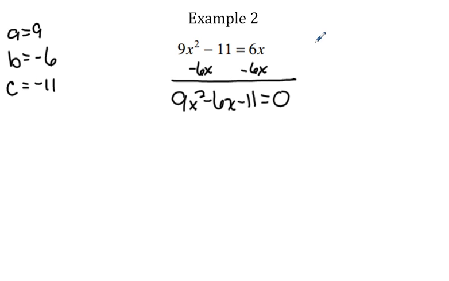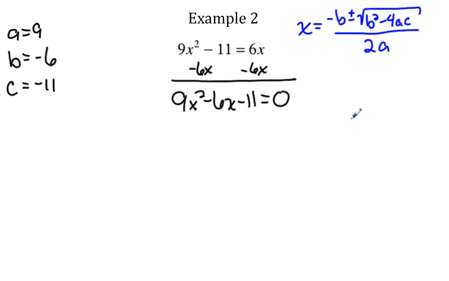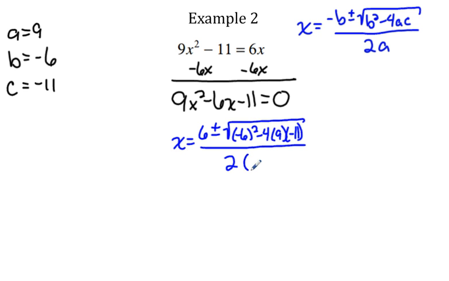Now I'll plug those things into my formula, which goes x equals negative b plus or minus square root b squared minus 4ac all over 2a. So I'm going to plug in negative 6 for b. Now since this is negative, this is going to be the opposite of that, which is positive. So we've got x is equal to positive 6 plus or minus the square root of negative 6 squared minus 4 times 9 times negative 11 all over 2 times 9.